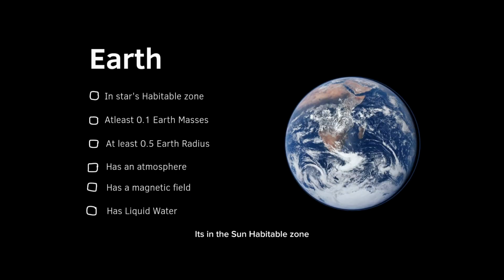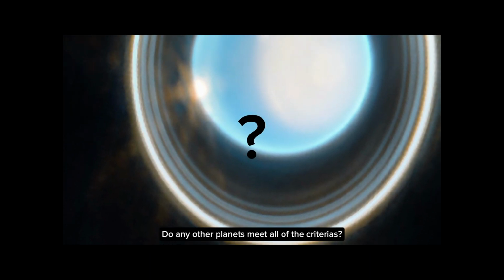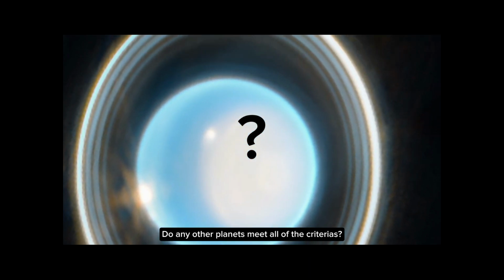Earth is in the Sun's habitable zone, has a mass of 1 Earth mass, which fits within the 0.125 Earth mass requirement. It's 1 Earth radius, which also fits in the 0.5 to 1.5 Earth radii. It has an atmosphere, a magnetic field, and also has liquid water. Now let's look at the rest of the solar system. Do any of the planets meet all of the criteria?